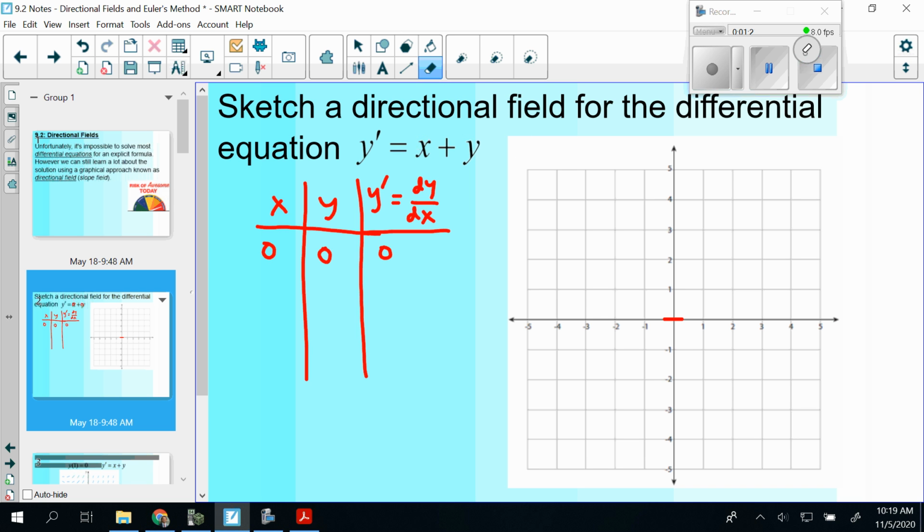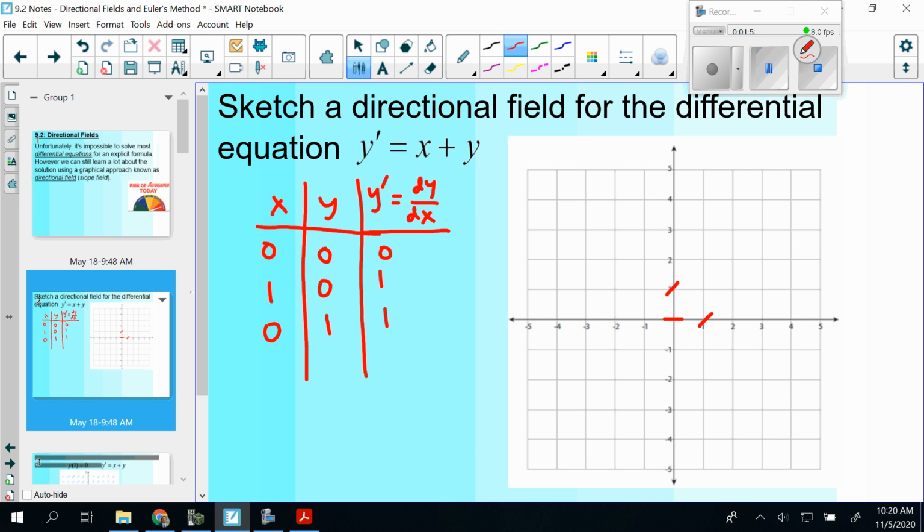Let's get a few more, and then we're going to use technology to fill in the rest of this. Let's say we had the point 1, 0. Well, 1 plus 0, that slope is 1. So at the point 1, 0, the slope would be 1, which is like a 45-degree angle line right there. 0, 1: if I add 0 and 1, that would also add up to a slope of 1. So also over here at 0, 1, we'd have a line segment like that.